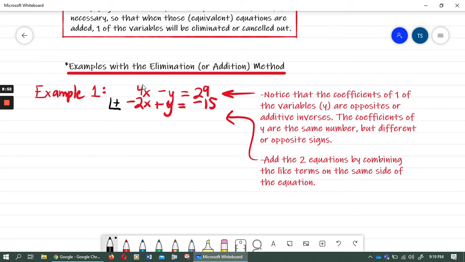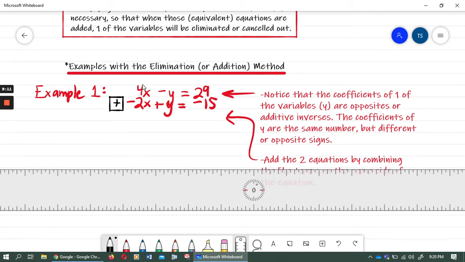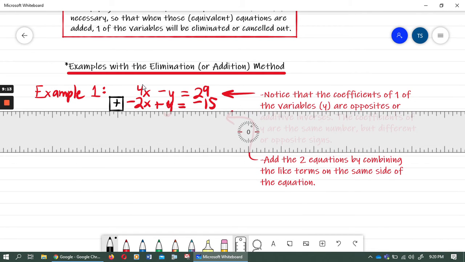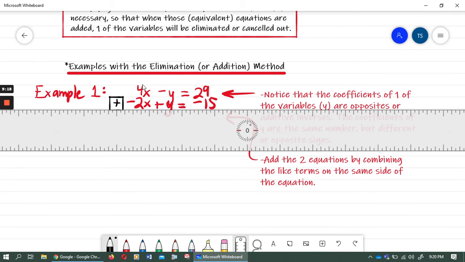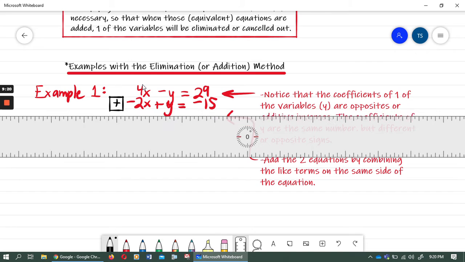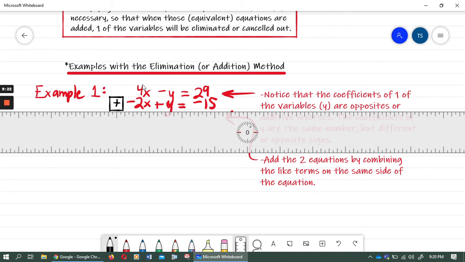Let's add. Wait, let me try that again. Okay, a little bit better. I don't know how straight that line's going to be. You guys get to see my ruler again. If it'll pop up, there we go. I hate non-straight lines. We're going to try to get that there. Let's add these two together.